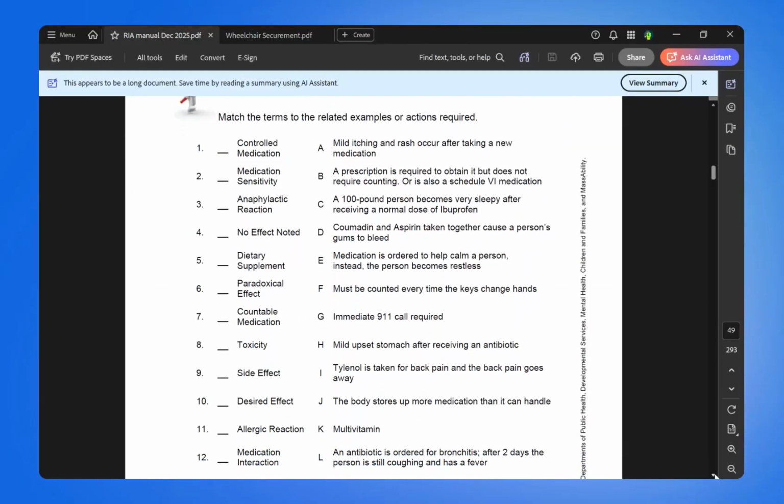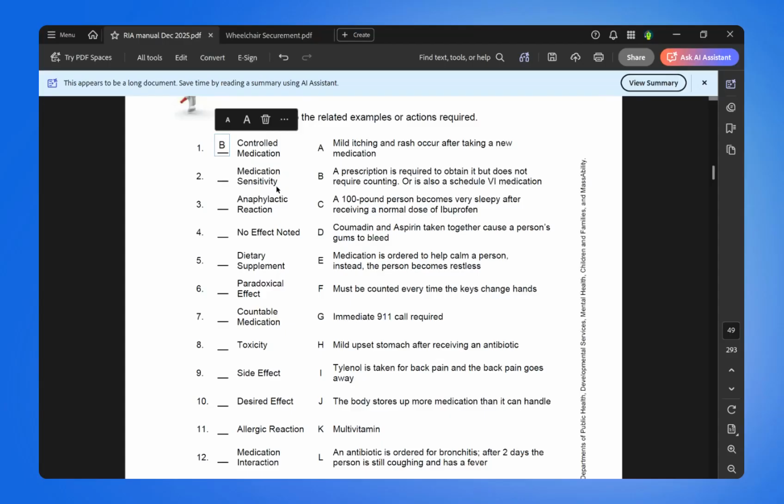So let's match the terms to the related examples. For number 1, we see controlled medication, and we're going to read through these to see what we're going to get for some answers here. Mild itching and rash after taking a new medication. That's not it. A prescription is required to obtain it, but does not require counting, or is also a scheduled 6 medication. So that is the correct answer here. That would be B.